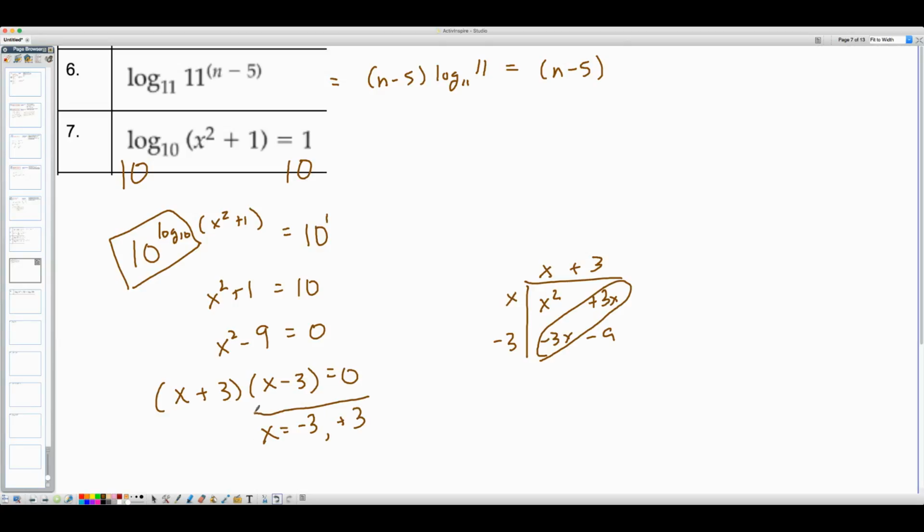Now, you can't have a log of a negative number, but if I put in negative 3 for x, both of these work. So this is actually the correct solution.